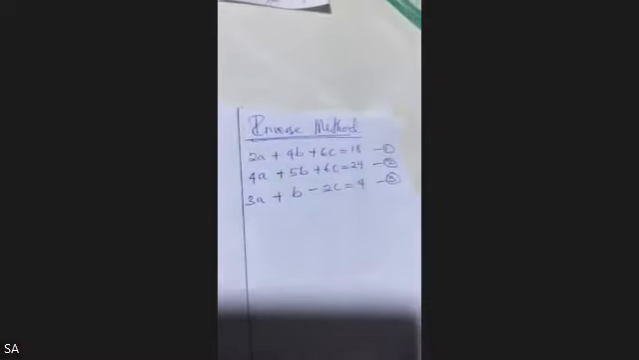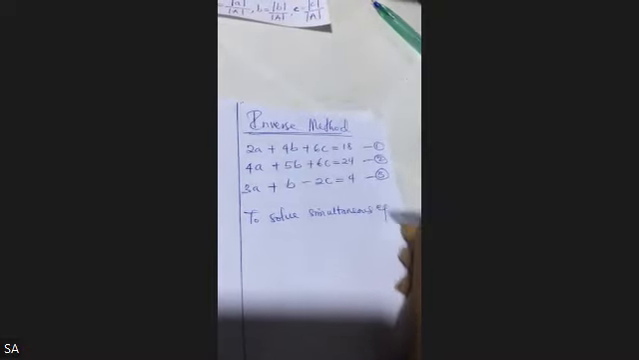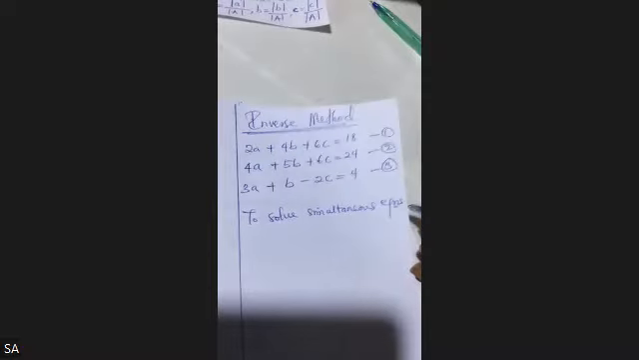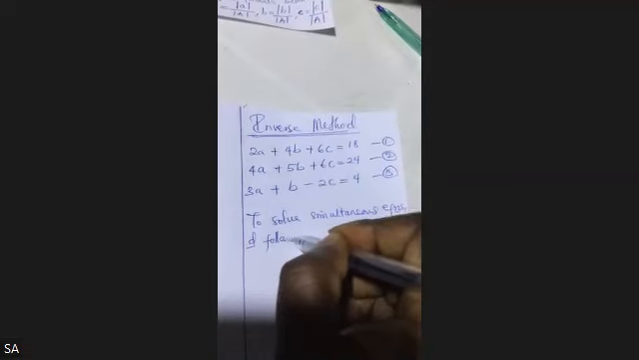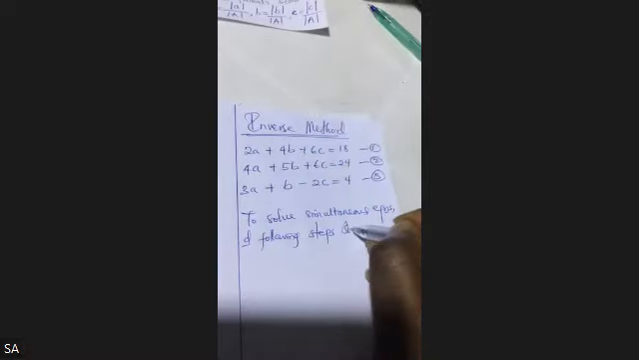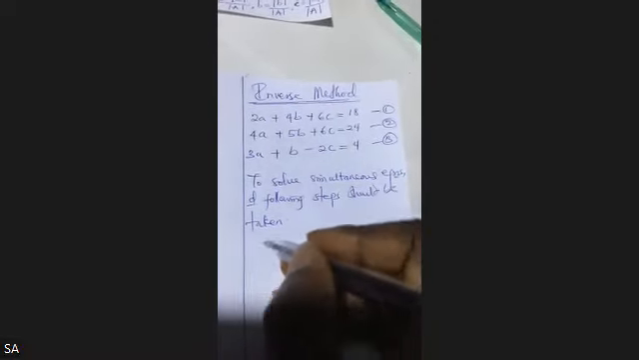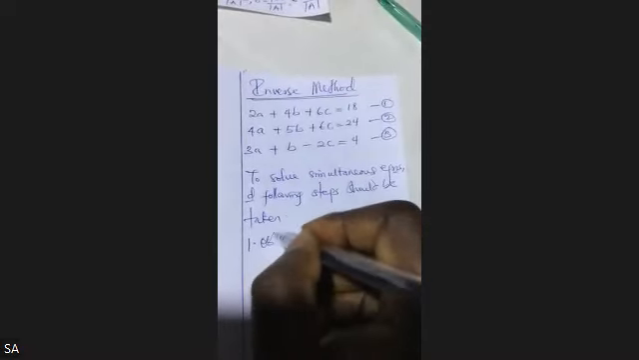So class, I want to quickly show you something. Let me show you the steps to solve a simultaneous equation. The following steps should be taken. Step 1: obtain the general determinant.